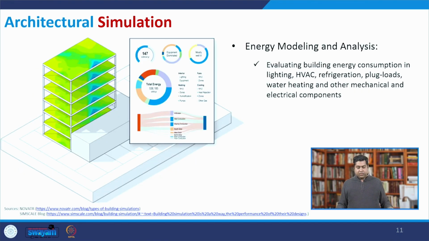Now energy modeling and analysis is something where you again talk about the orientation of the building, and also the operational energy of the building. So it is evaluating building energy consumption in lighting, HVAC, refrigeration, plug loads, water heating and other mechanical and electrical components.